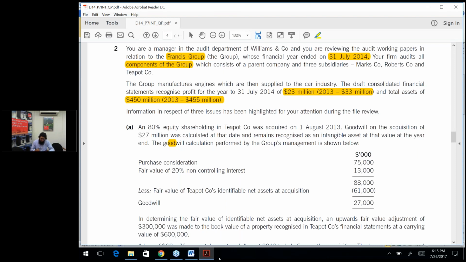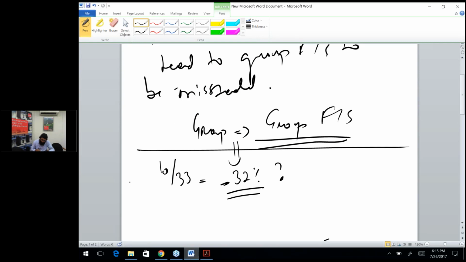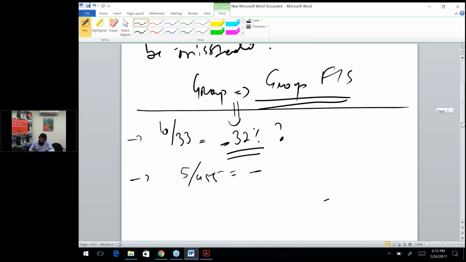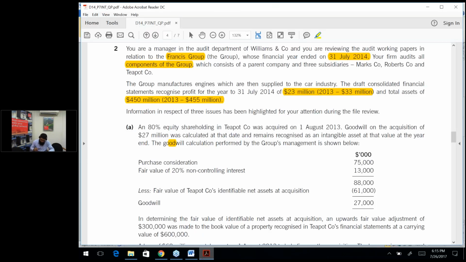And there are total assets of 450 and 455. So if you talk about the total assets, they have only declined by 450 divided by 455. Let's move forward. If we move further, information in respect of three issues has been highlighted for your attention during the file review. It says an 80% shareholding in Teapot was acquired on 1st August 2013. Remember, the dates are very important. That was the first day of the current year. The goodwill on the acquisition was 27 million, calculated at that date, and remains recognized as an intangible at that value at the year end.